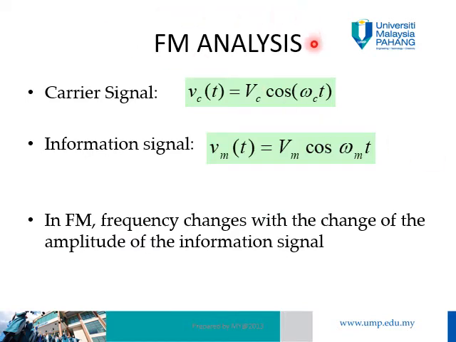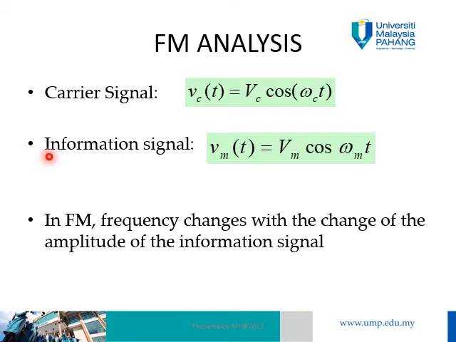FM analysis. So this is the mathematical part of the FM signal. Let's assume that we have a carrier signal with this equation, Vc(t) equals Vc cos omega c t. Vc(t) is the carrier signal in time domain, Vc is the maximum amplitude, and omega c is the frequency of the carrier signal, where omega is 2 pi f, and t is time.